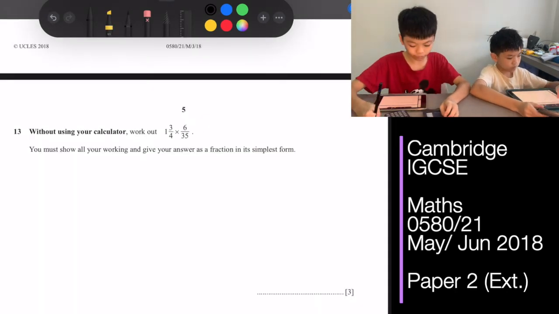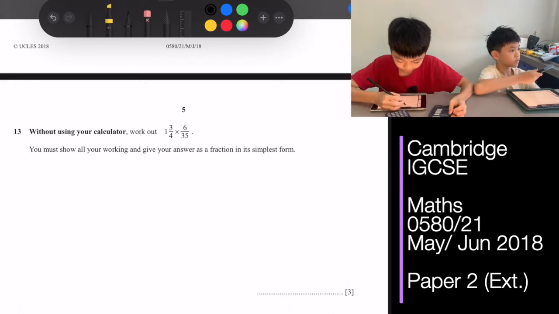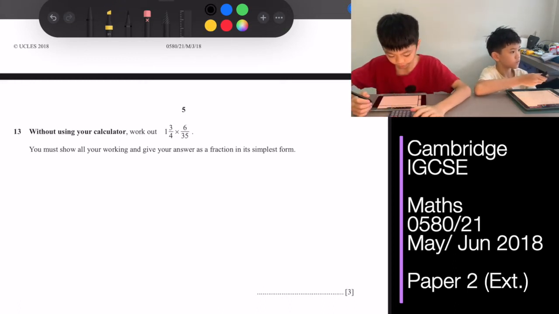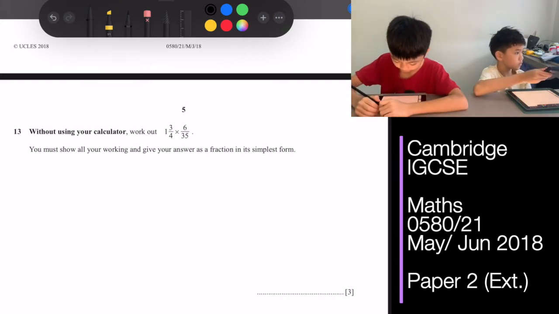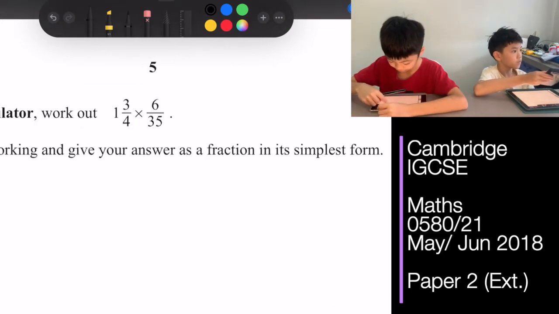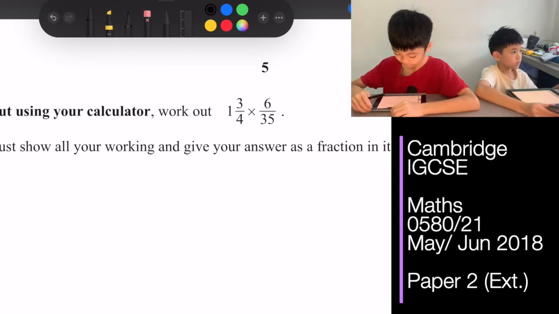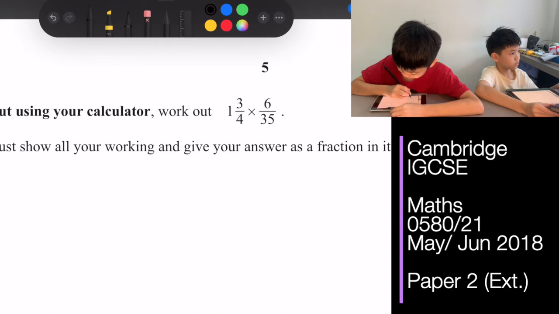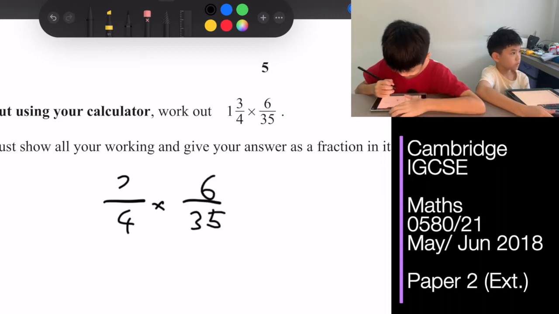Okay, for question 13, without using a calculator, work out 1 1/3 multiplied by 6/35. You must show all your working and give your answer as a fraction in its simplest form. Okay, so 1 1/3 is 4/3, multiplied by 6/35.